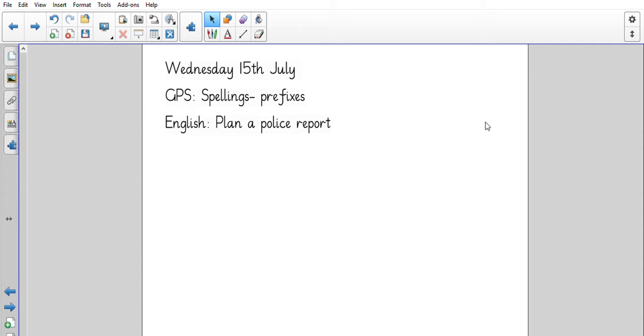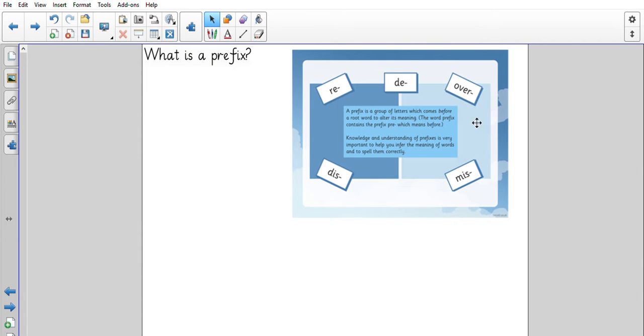Good morning, class 5. We're going to have a look at some spellings today. We're going to look at some prefixes, and for English you are going to plan a police report. So what is a prefix?